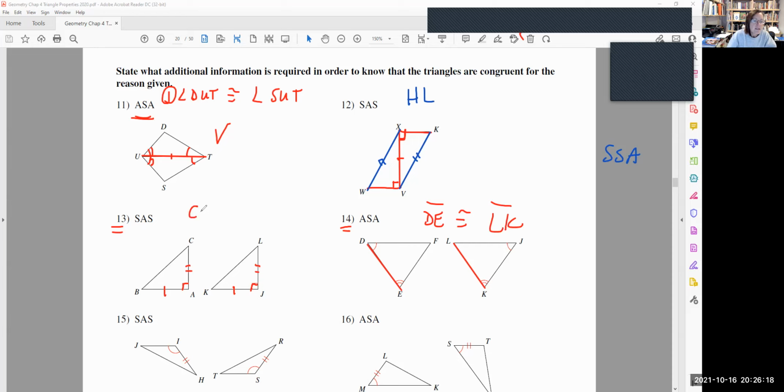This would have been CA congruent to LJ, right? And the hypotenuse leg was my added version. This one was that XK was congruent to WV. Okay, that was the side angle side version. All right.